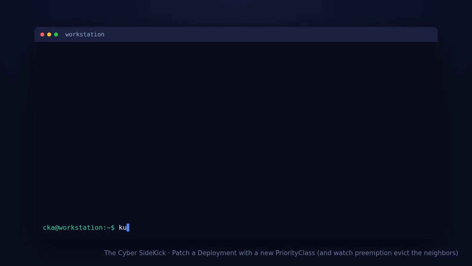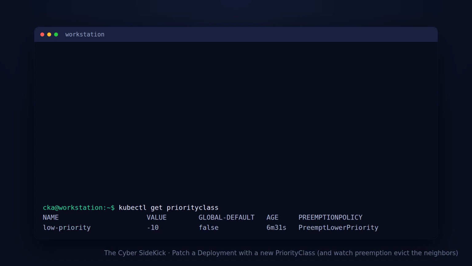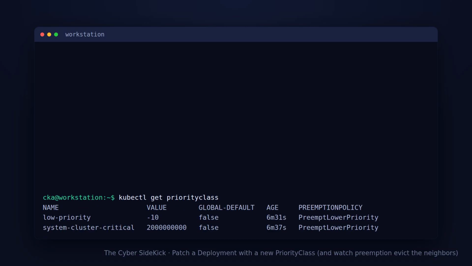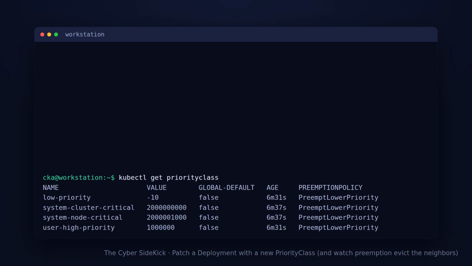Step 1. What already exists? kubectl get priorityclass. Read this table the way the question wants you to. The two classes starting with system, node critical and cluster critical, sit around 2 billion. They belong to Kubernetes itself, and you never touch them or count them. The user-defined classes are the other two: low priority at -10. Yes, negative values are legal. And user high priority at 1 million. The highest user-defined value is therefore 1 million, and one less than that is 999,999. That single subtraction is the entire trick of part 1.